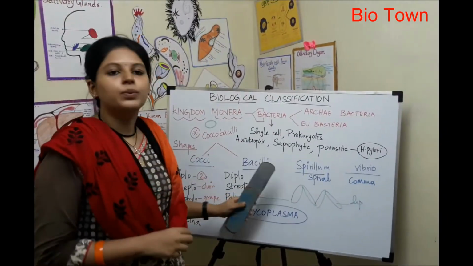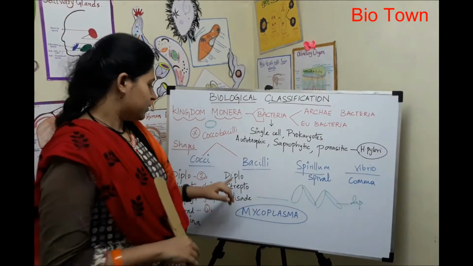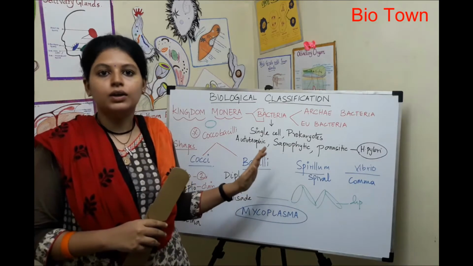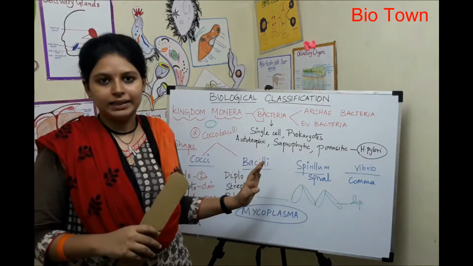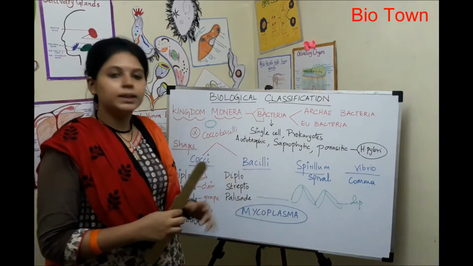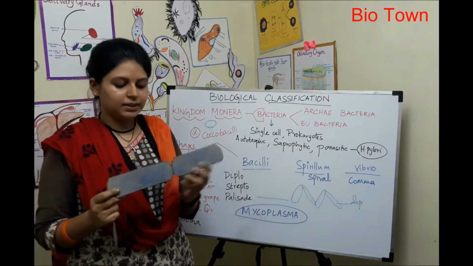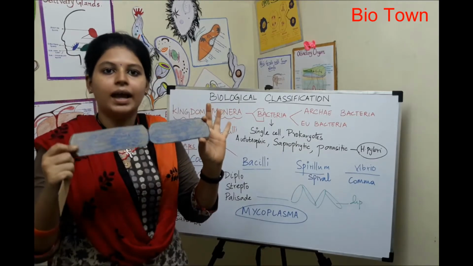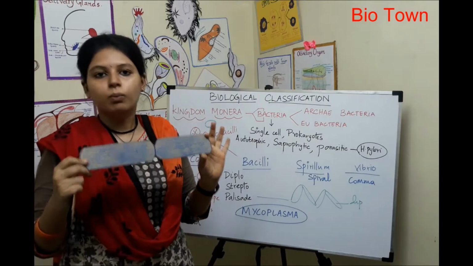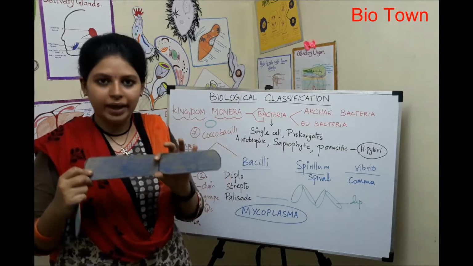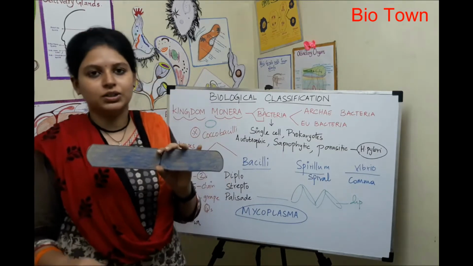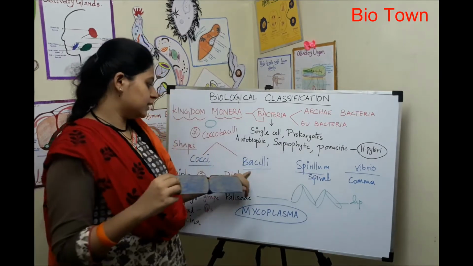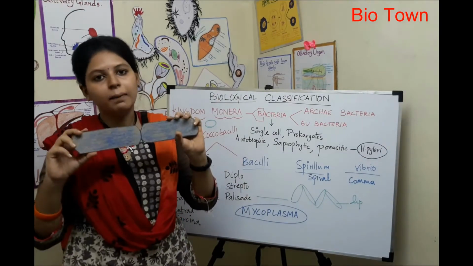Next we will move on to bacilli. The first is diplobacilli. Now what is bacilli? Rod-shaped, cylindrical bacteria are called bacilli. Now diplobacilli: these rod-shaped bacteria occur in pairs and are called diplobacilli. Mostly they occur in pairs during reproduction, that is binary fission, or during conjugation. These bacilli occur in pairs.